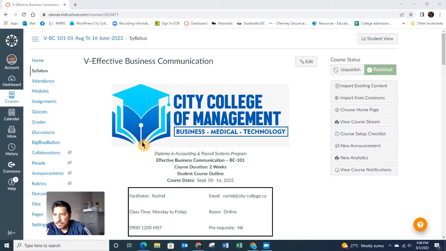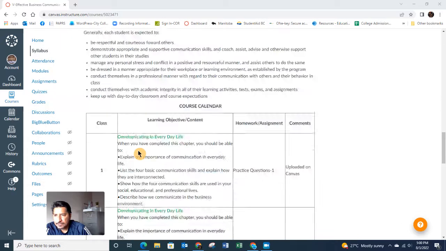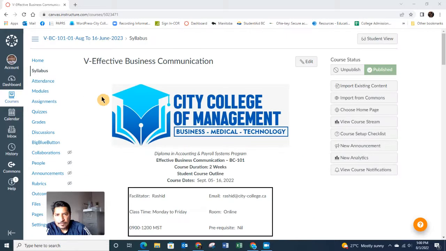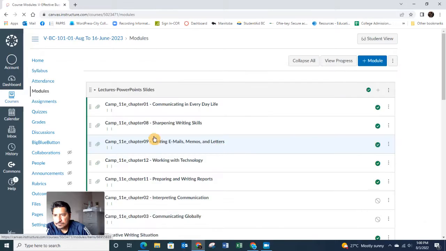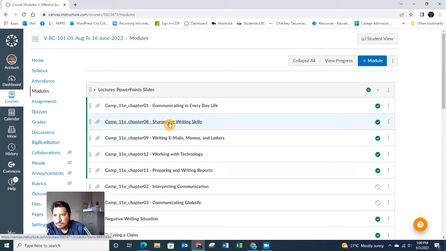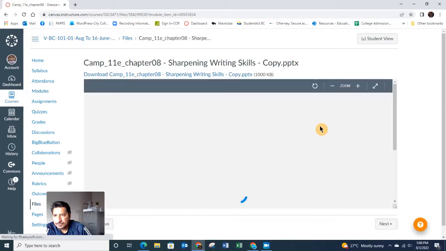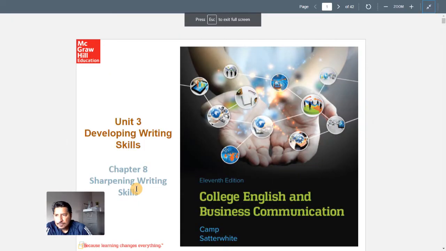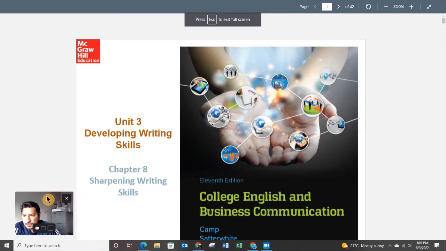In today's session, we'll be looking at a new topic, developing writing skills. So let's go back to the modules and try to open up the PowerPoint presentation. And the topic is developing writing skills.